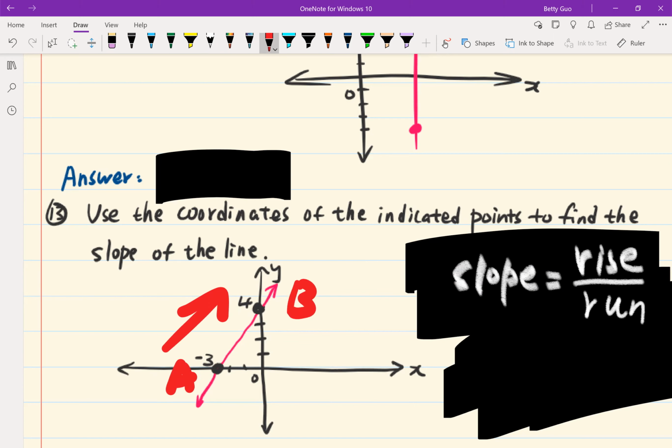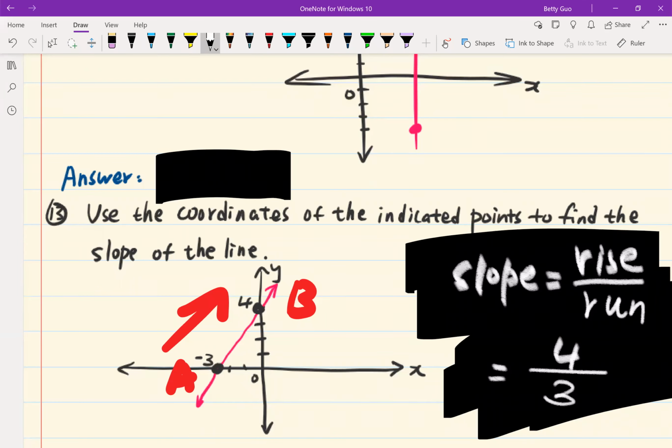So what is the rise? What is the run? We go from this point, A, to B. How much do we go up? 1, 2, 3, 4. So the rise is +4, right? And the run is horizontal. From A to B, how much do we go to the right? 3. So what's the slope? 4/3, right? So number 13 tomorrow, the easy way.